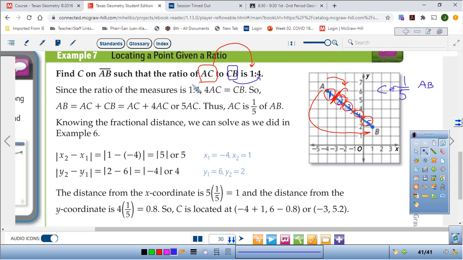Let's see how they did this. Since the ratio measures 1 to 4, that means 4 ACs is equal to CB, right? 4 ACs equals 4 of these little ones equals the distance from C to B. So now you know what? AB equals AC plus CB, if you think about that. AB is equal to AC, the small piece, plus this other piece, which happens to be AC and 4 ACs, which gives us 5 AC. Thus, now we know the distance from A to C is 1/5 of A to B.